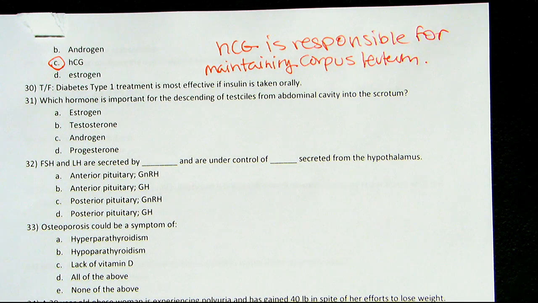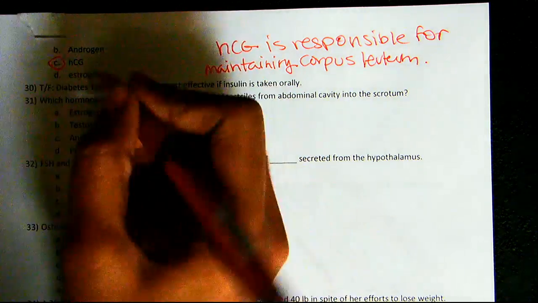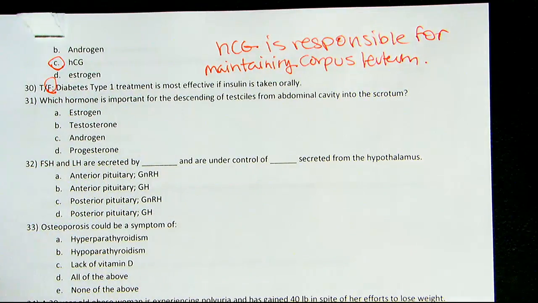Diabetes type 1 treatment is most effective if insulin is taken orally. True or false? It's false. Why? Okay. So it's false, and that's because insulin is structurally a protein, and proteins are degraded in the digestive tract. Okay. So it's better if it's injected. So 31.